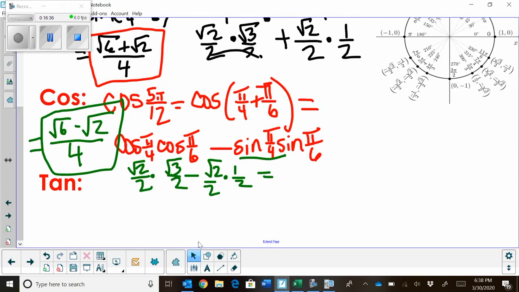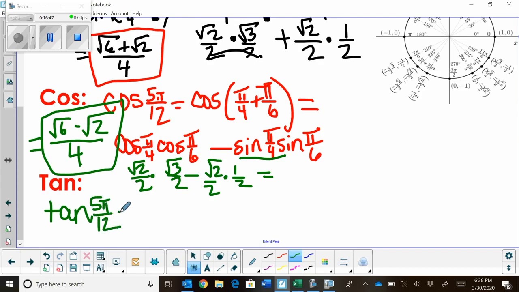Okay, so now let's try the tangent. So we want to find the tangent of 5 pi over 6. I'm sorry, 5 pi over 12. And we're going to rewrite it how? With the sum of the two angles. So tangent of pi over 4 plus pi over 6. Now our tangent formula is a fraction, so that makes it a whole lot trickier.